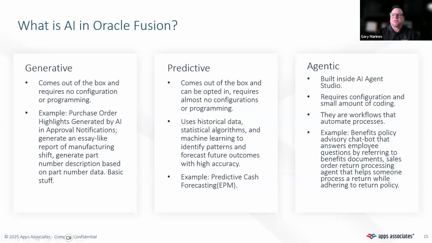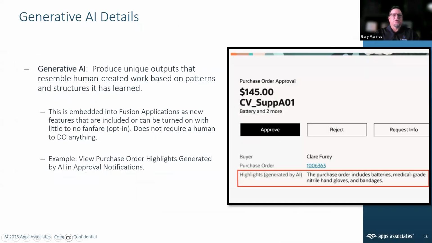So when we're talking about generative AI, like I said, we're talking about things that will generate highlights. So when I'm reviewing a purchase order or a requisition, I can get this high-level overview. Hey, this has batteries, medical grade gloves on it. Not necessarily a justification, but more of a what is it?